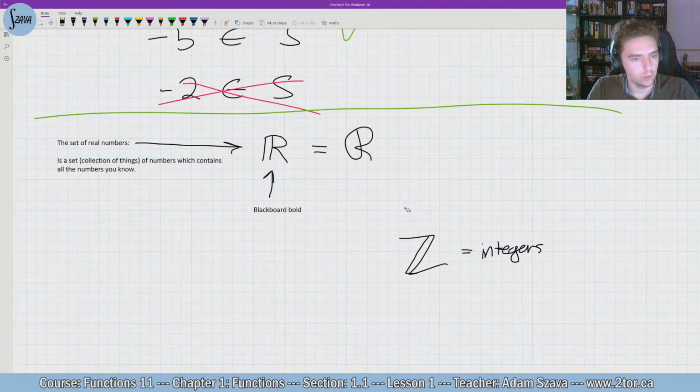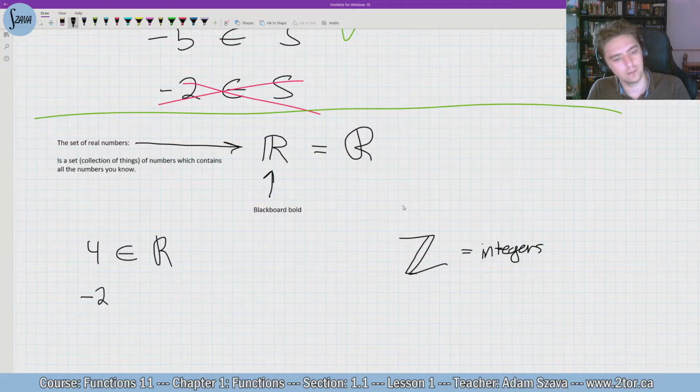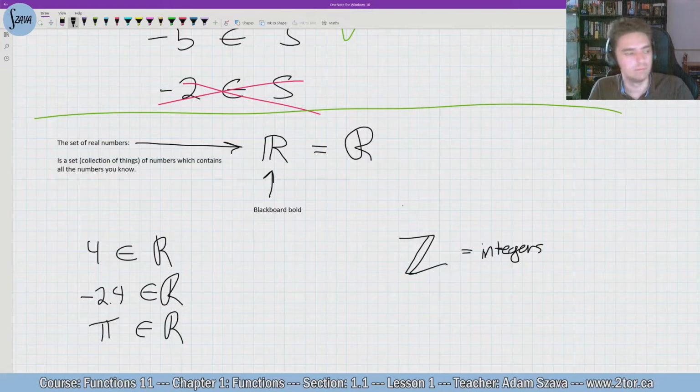Now let's look at some things. Is 4 an element of R? Yeah, 4 is an element of R. Is -2.4 an element of R? It is. Is pi an element of R? It is as well. Every number you know is an element of R.